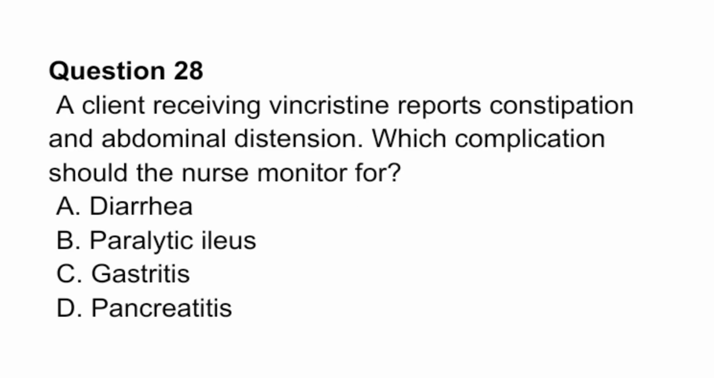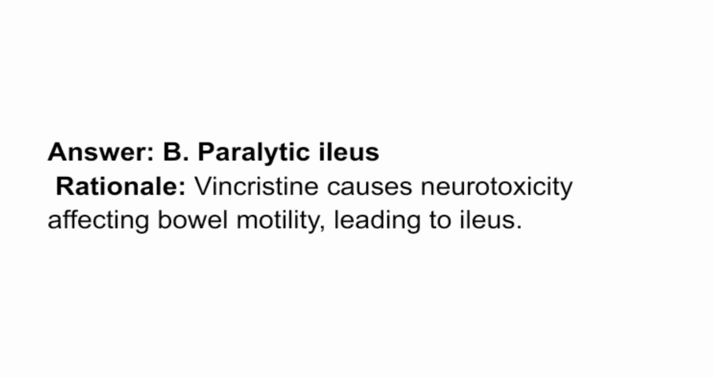Question 28. A client receiving vincristine reports constipation and abdominal distension. Which complication should the nurse monitor for? A. Diarrhea. B. Paralytic ileus. C. Gastritis. D. Pancreatitis. Answer: B. Paralytic ileus. Rationale: vincristine causes neurotoxicity affecting bowel motility, leading to ileus.